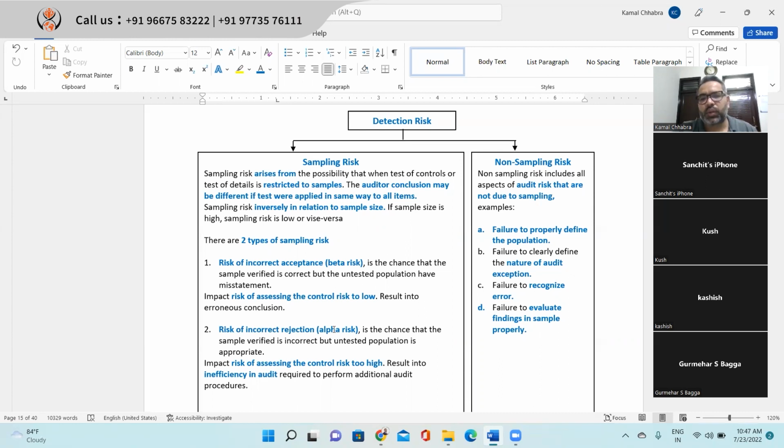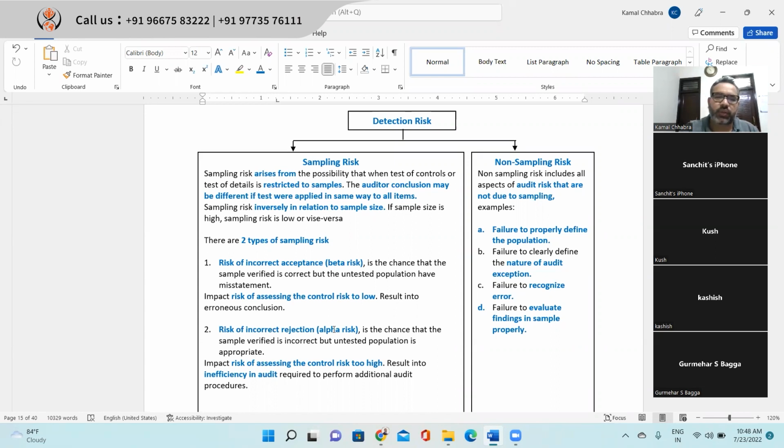Right. Last one is failure to evaluate findings in the sample properly. So, for example, you have been asked to test the purchases, right? In the purchases, you have tested the invoice and the payment, but you have not tested whether the shipment has been received or not, right? So that is also a kind of non-sampling risk because you're not testing the required item.